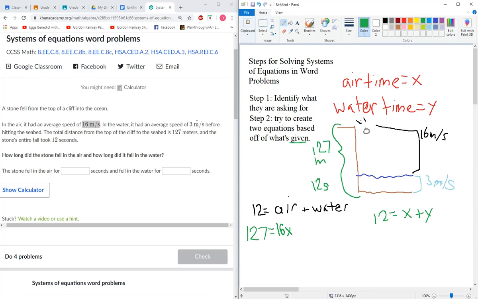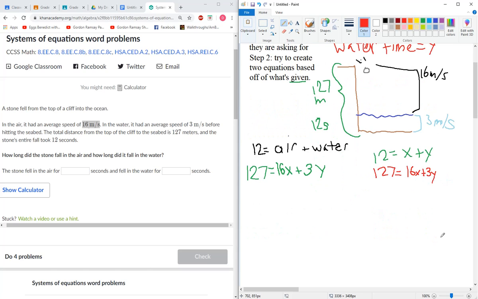Now let's do it again for water. Water time is my Y. I know that I have an average speed of 3 meters per second. So that means that for every y second that I spent, I'm going to get 3 meters, 3 of my distance meters. Yeah? And look, now we have another equation. So my second equation is 127 is equal to 16x plus 3y. Now let's do math with this. Now it's something that we can work with, right?